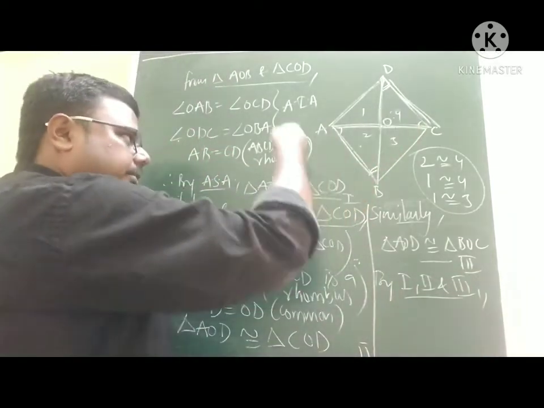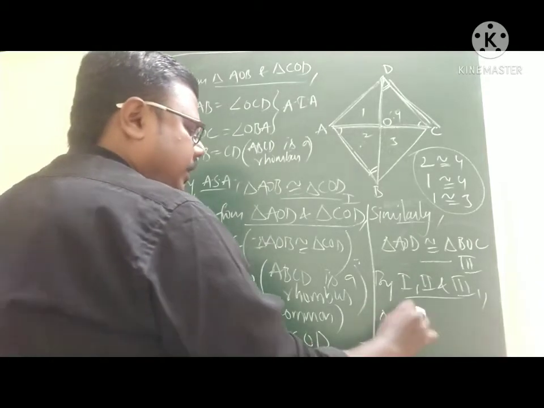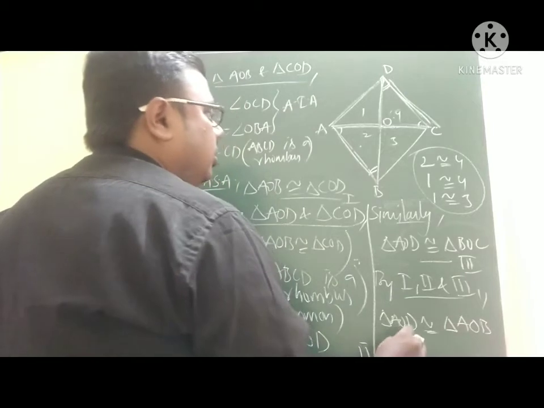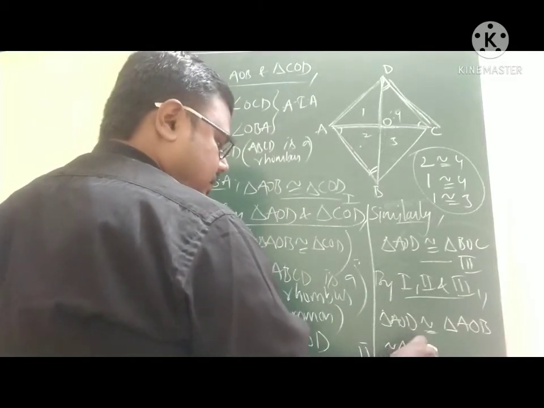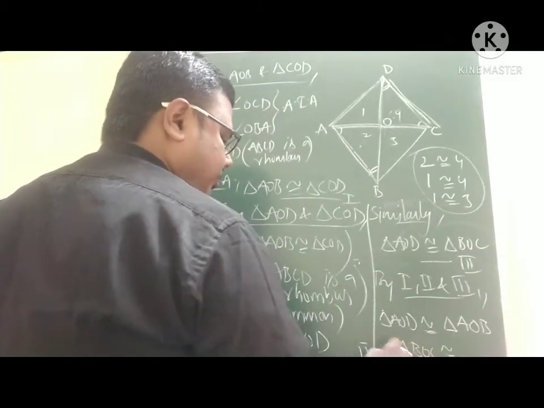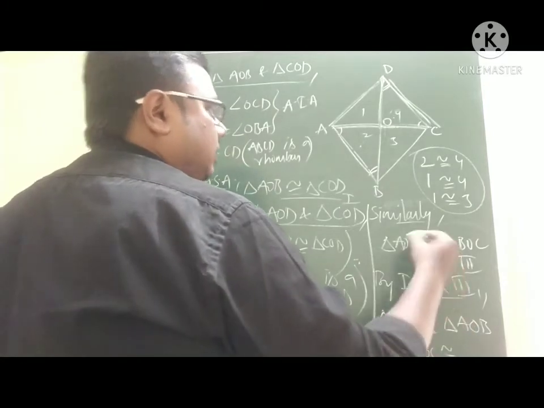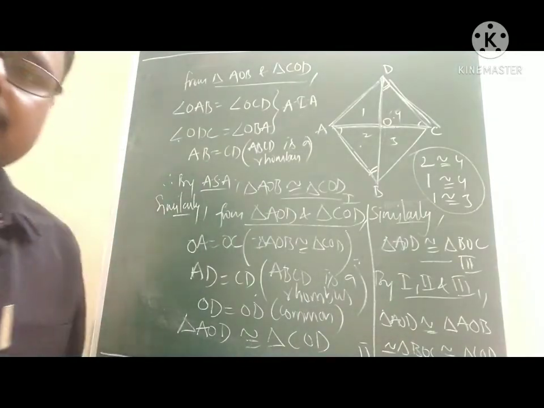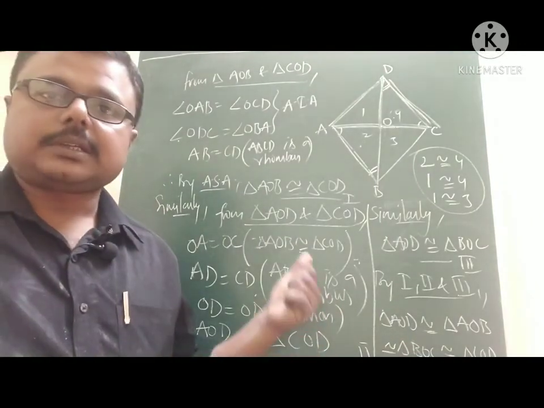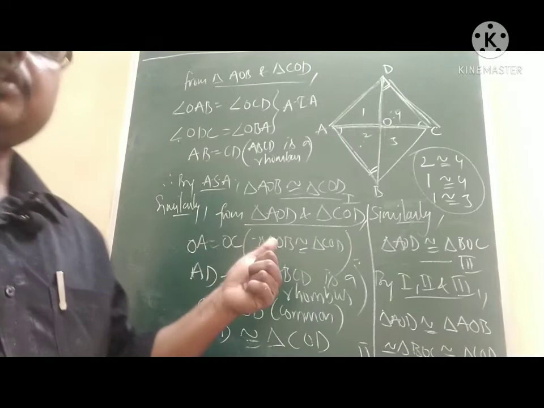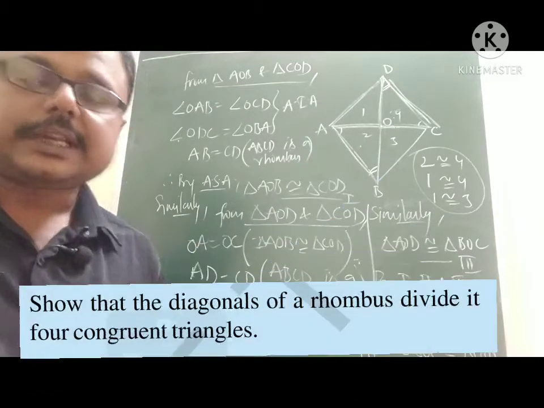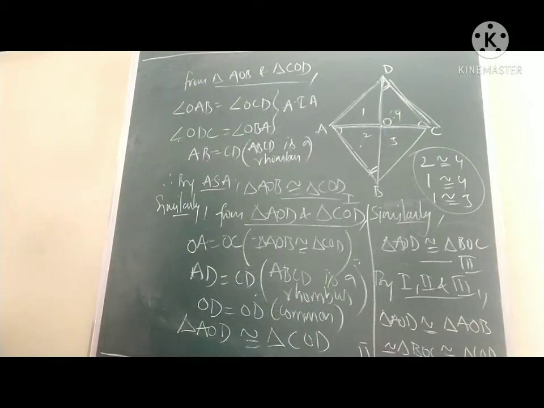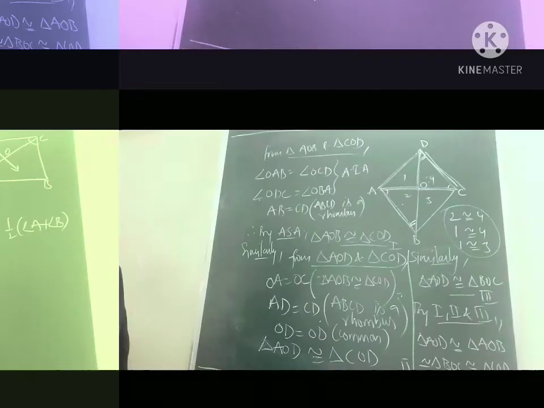what we can write? We can write that triangle AOD congruent to triangle AOB congruent to triangle BOC congruent to triangle COD. So hence the diagonals of rhombus have divided it into 4 congruent triangles. So the statement has been proved. Clear? Let's move on to the next question.